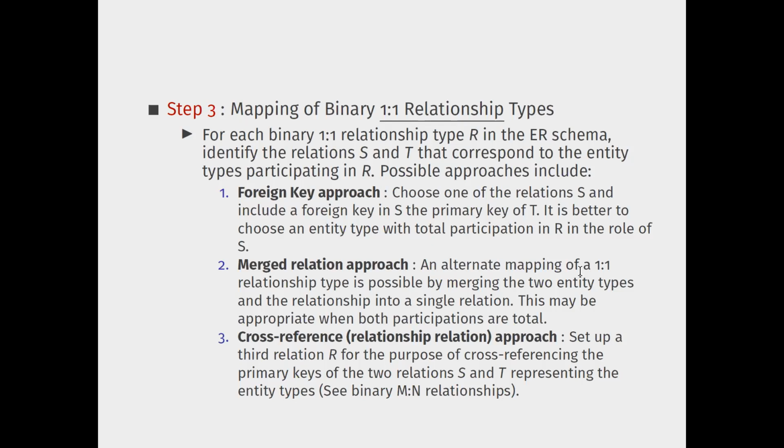Right, now the mapping of one-to-one relationships. The foreign key approach is the common one. So that means we include the foreign key as the primary key of another relation, and you should select the total participation side. If both participations are total, then you can merge them. Otherwise, you can use the primary keys of the two relations as cross-referencing. So you can create a separate relation for that.